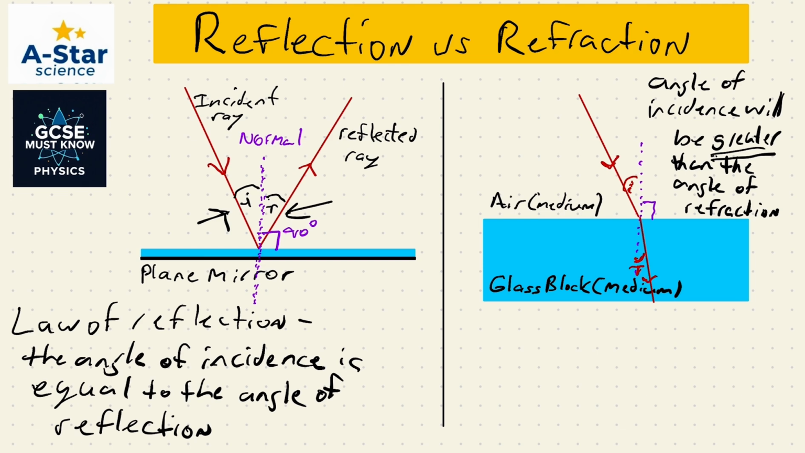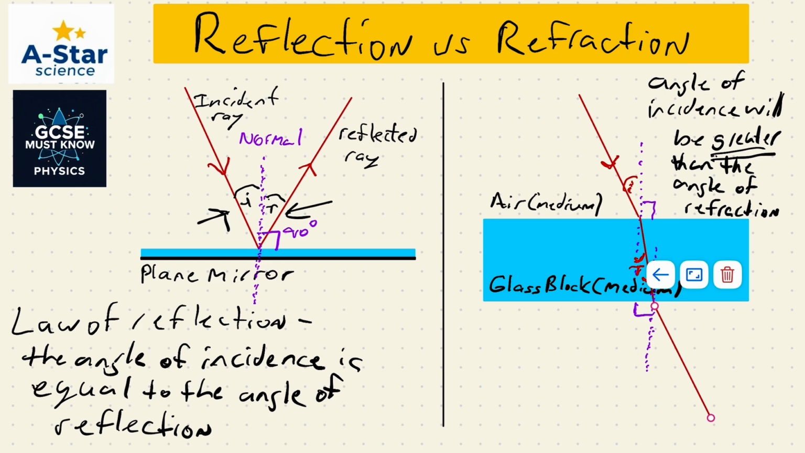What happens when it leaves that medium? Well, again, we need to draw a normal where it's coming out. So I'm going to draw my imaginary line at a right angle to the surface. It's the right angle. And let's draw a line for when the light ray comes out. And that is going to bend back away from the normal. It's going to bend back away.